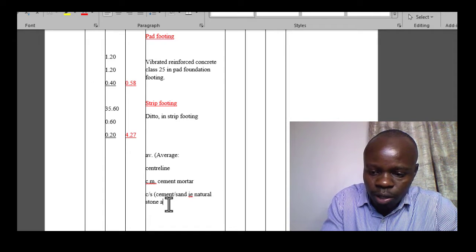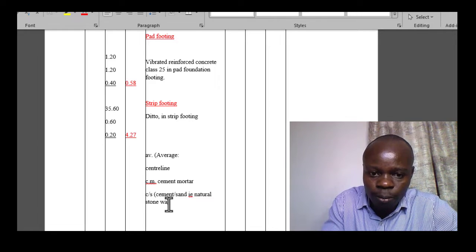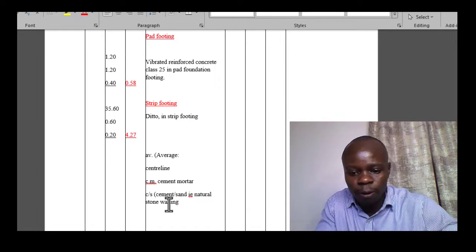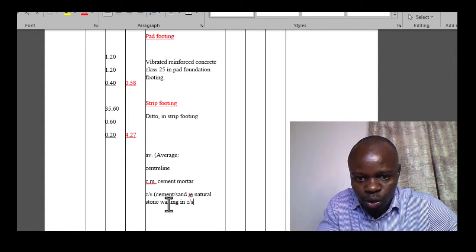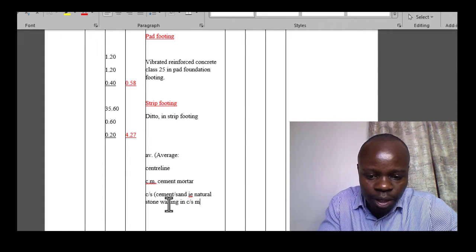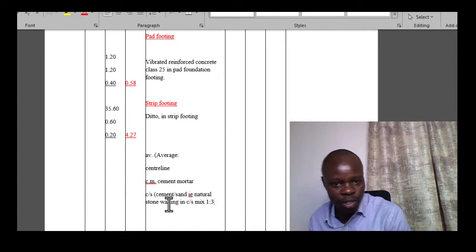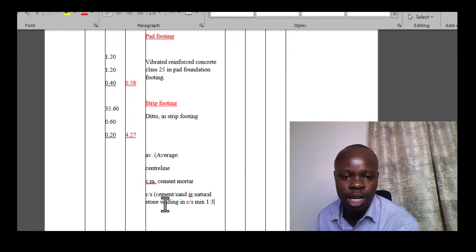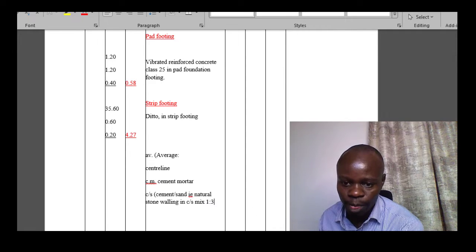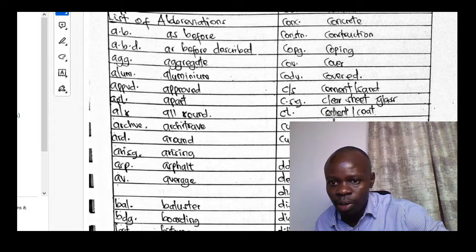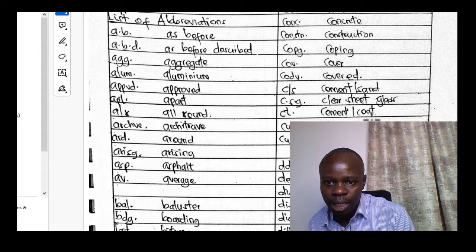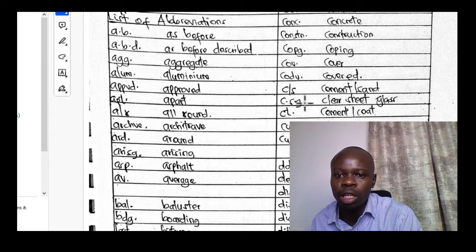Natural stone walling. For instance, when you're describing wall, natural stone walling in cement/sand mix 1 to 3. Okay, so if you've seen the C/S, you just know that it's an abbreviation for cement and sand. Okay, then another bit is cement/sand. We've talked about that. Clear sheet glass and the cement coat, then cubic.